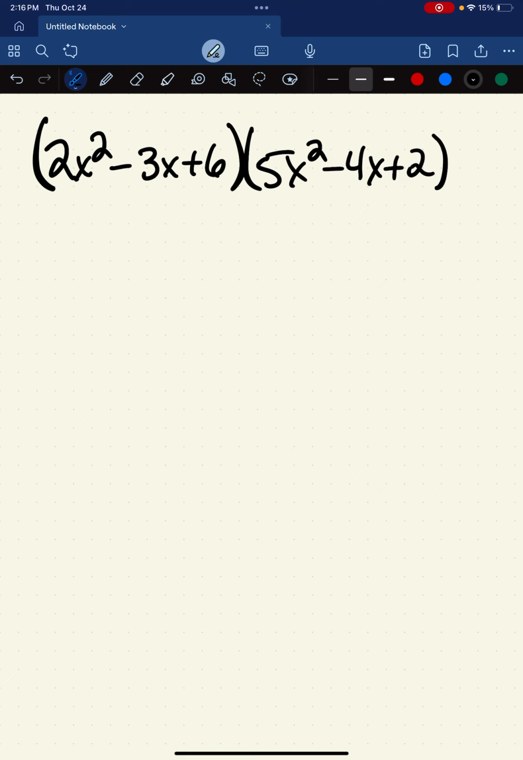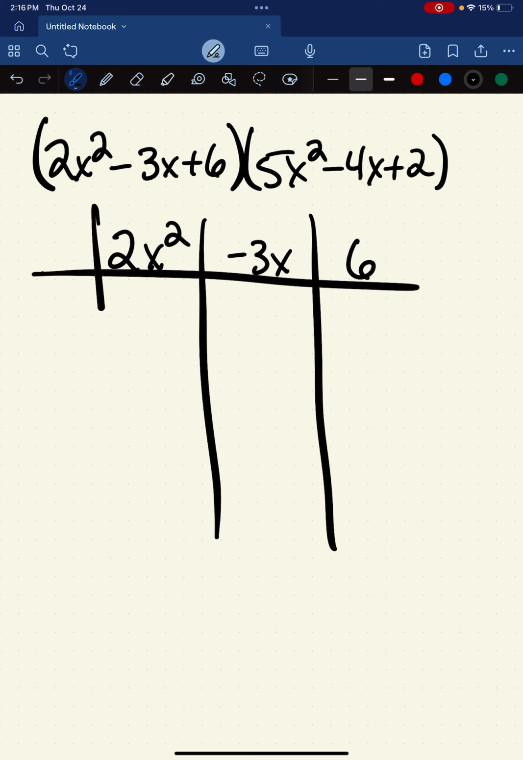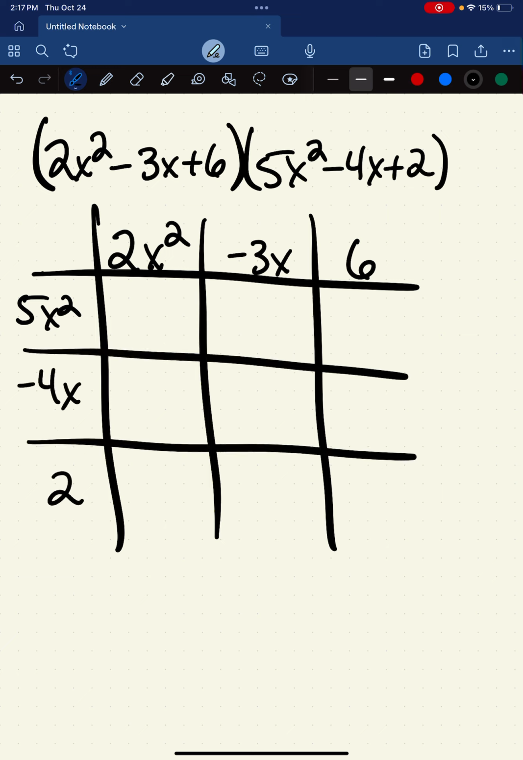Again, this isn't in Lumen, but I think it's instructive because if you're able to do this, that means you have the solid understanding of the material, the concepts. So we're going to do the exact same thing as what we did before. But I said I'd start with box. 2x squared, negative 3x, 6. We have 5x squared, negative 4x, 2.